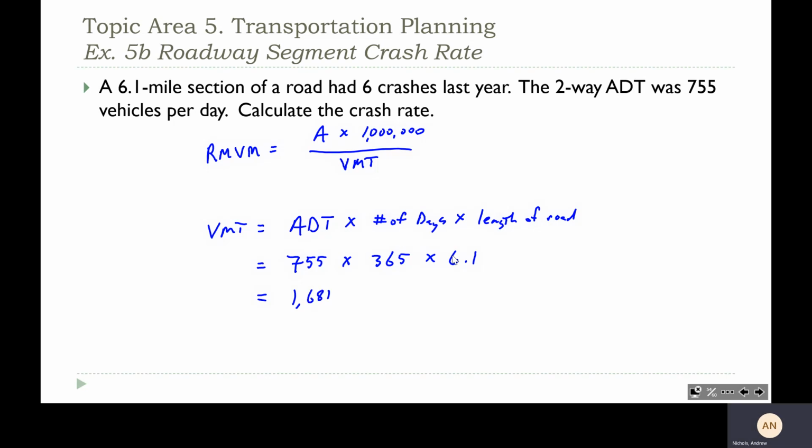1,681,007. All right, so now we plug this in up here. We had 6 crashes times 1,000,000 gives us 6 million, divided by that, 1,681,007.